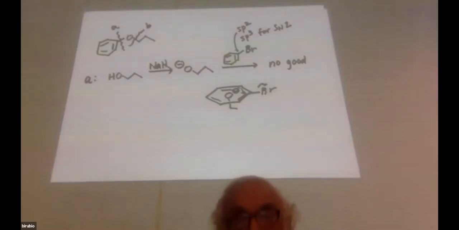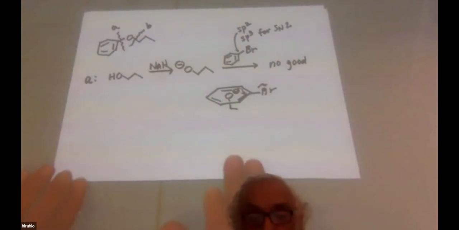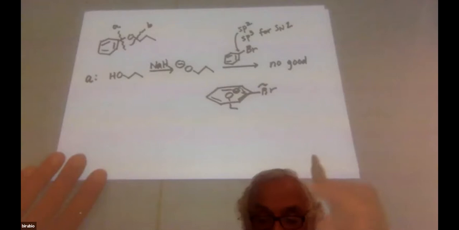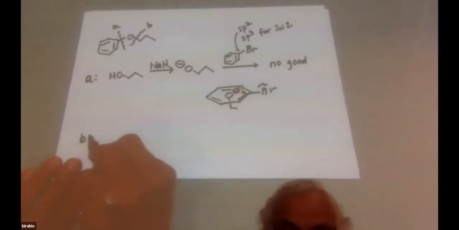SN1, SN2, E1 and E2, all of those can only happen when the leaving group is on an sp3 hybridized carbon and never anything else, right? So that's no good. Route A is no good because the leaving group is on the wrong hybridization state. Okay, so is B any good?